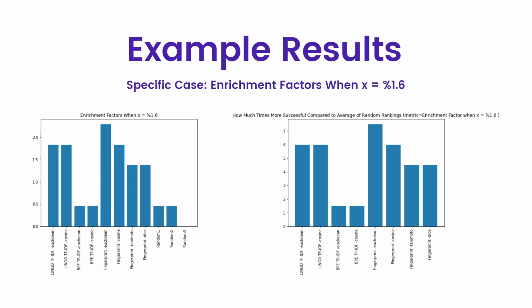The graph at the left shows the enrichment factor metrics of the rankings. We can easily see the most successful ones are fingerprint-based ones and LINGO TF-IDF based ones. The graph at the right shows how much better the proposed rankings performed compared to average of 3 random rankings. It's easy to see that all of them performed better than random rankings. The best performing one is fingerprint Euclidean ranking, which is 7.5 times more effective than average of random rankings, while even the worst performing ranking, the byte pair encoding TF-IDF based rankings, performs 1.5 times more effective than average of random rankings.